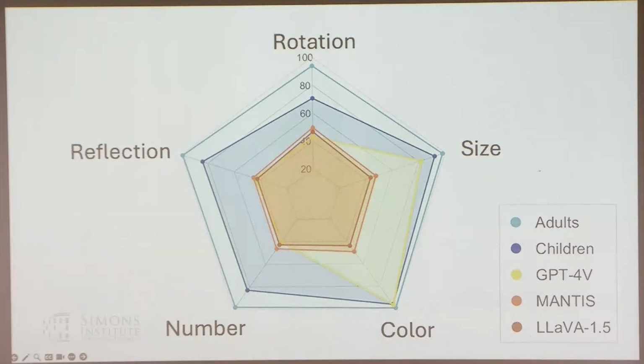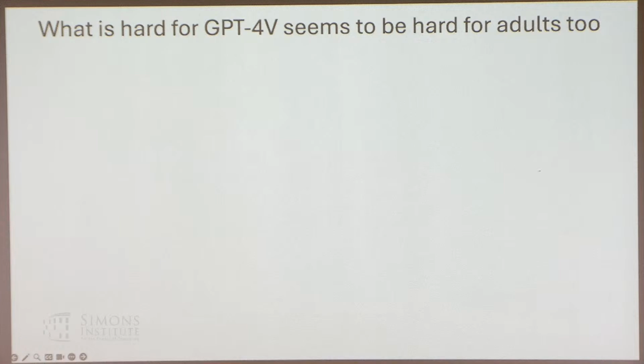And what we have here is how well they are at visually extrapolating a single transformation to a new object. So we can see that the adults are at ceiling, kids are doing really well, and there's a very significant difference with the model performance. And interestingly, we also noticed that what is hard for GPT-4v seems to be hard for adults too.